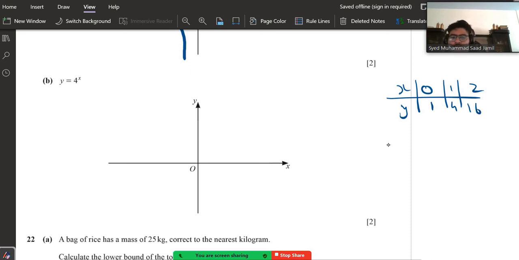So 0 comma 1 is over here. 1 comma 4 is over here, up there. 2 comma 16 is further up there. So you will basically have a graph like this, an exponential graph.